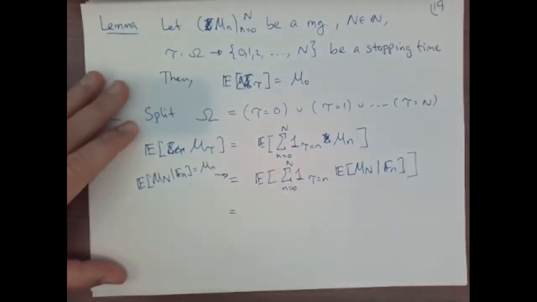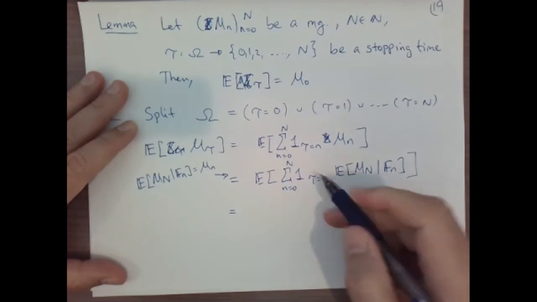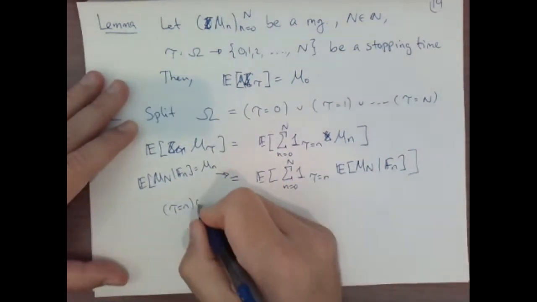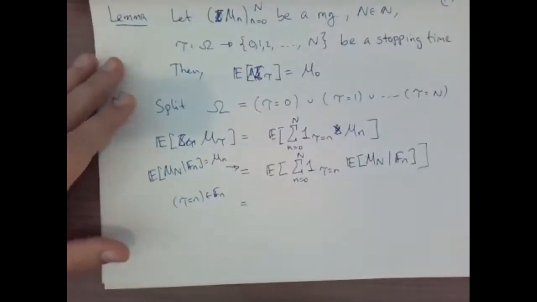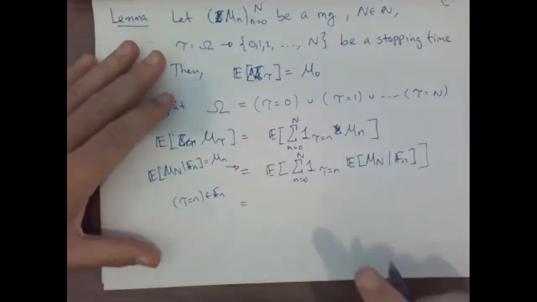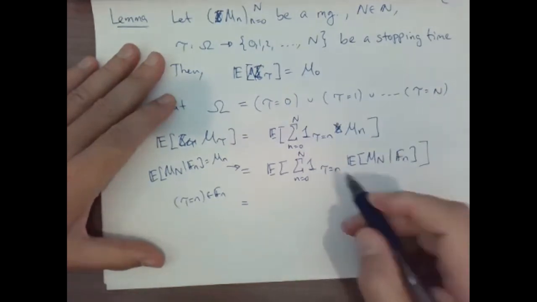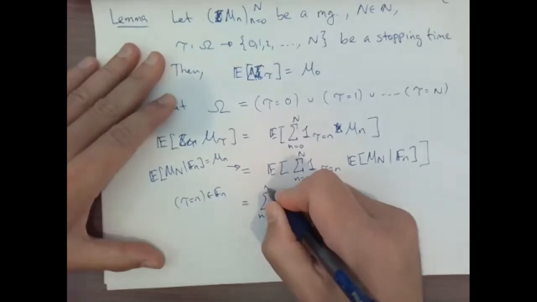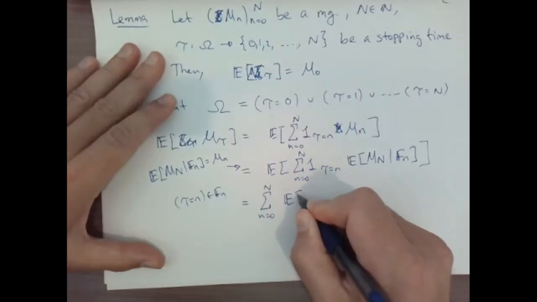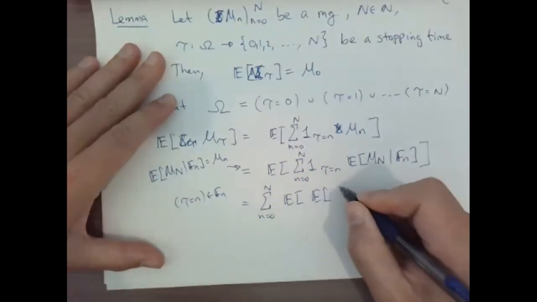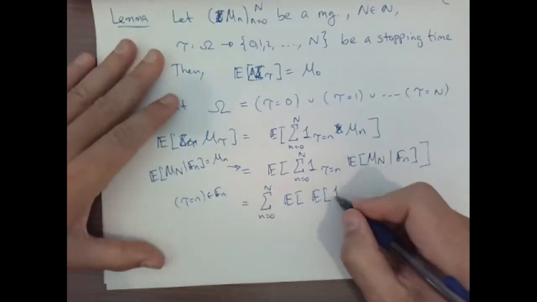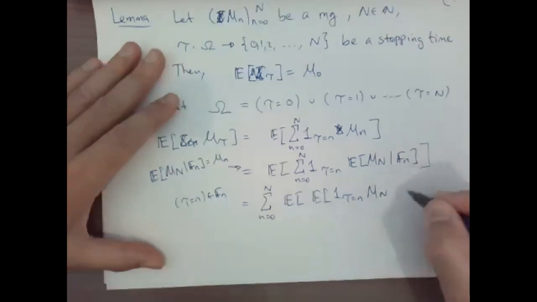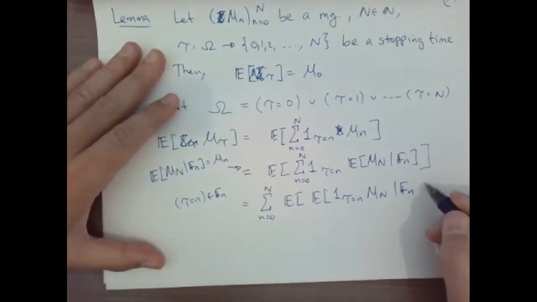And then we can move on. We can use that this is a stopping time. So we have that the set tau being n is exactly an Fn-measurable set. So this guy can go inside, the sum can go outside. I'll have then the expectation of the conditional expectation of the indicator of tau being n, Mn given Fn.